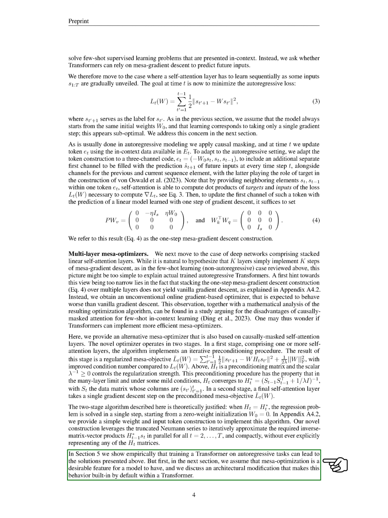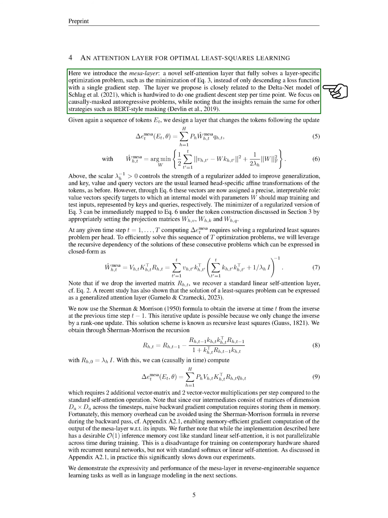In the next section, we assume that mesa-optimization is a desirable feature for a model to have. We discuss a modification to the architecture that makes this behavior a default feature within a transformer. We introduce the mesa layer, a novel self-attention layer that fully solves a layer-specific optimization problem, instead of only descending a loss function with a single gradient step.